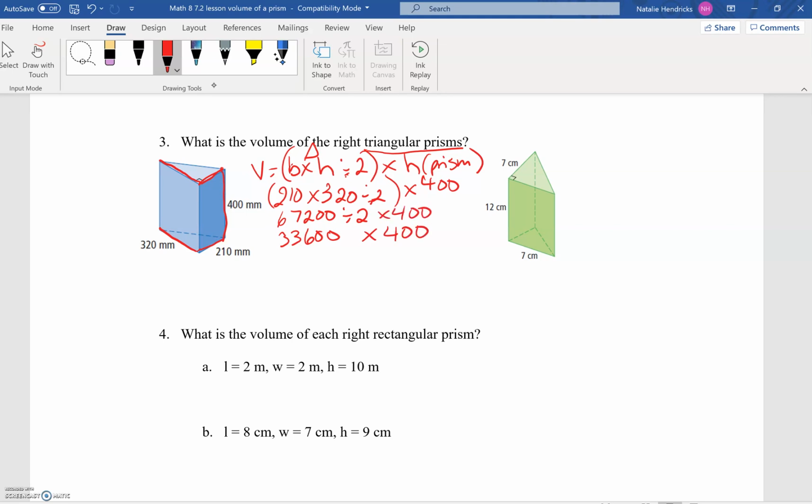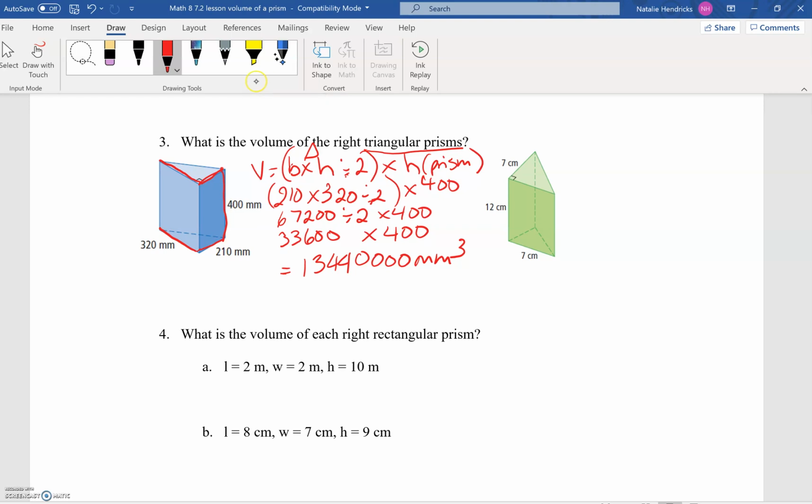So times 400. I'm just going to bring it all the way down to here. I can put it on this line if we want to. So times 400 equals, whoa, that is a big number. Equals 1,344 millimeters cubed. All right. You guys double check and make sure I did that okay, because I don't know if I did. 210 times 320 equals 67,200 divided by 2. Yep. I think I did it wrong on my paper. Okay. That's what I got so far.